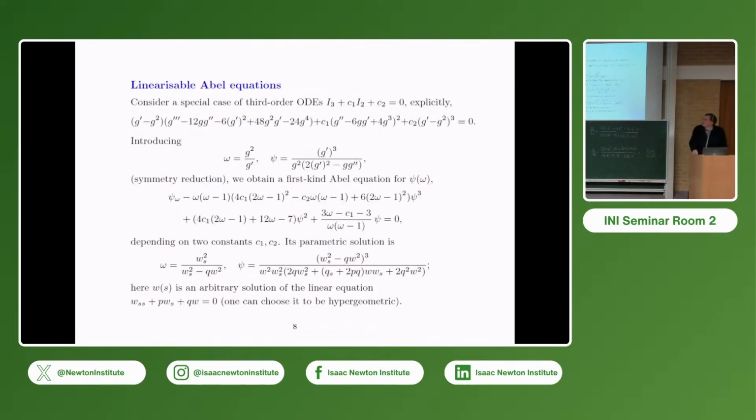So I'm looking at relations I3 plus a constant times I2 plus another constant equals 0. These constants are important. They are arbitrary, and for different values of constants, you get different interesting Abel equations. So this is explicitly how this ODE looks. C1 and C2 appear as coefficients here. It's just a linear combination of the invariants I showed on the previous slide.